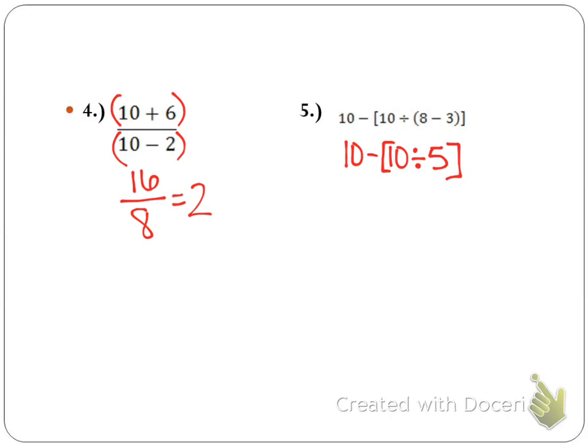All right, we still have a grouping symbol. We've got the brackets, so we want to do brackets first. 10 divided by 5. Very good. The front part stays the same. 10 minus 2 is 8. Beautiful.